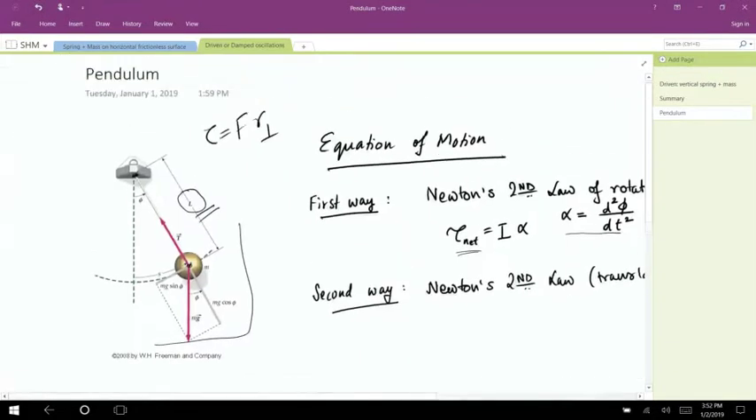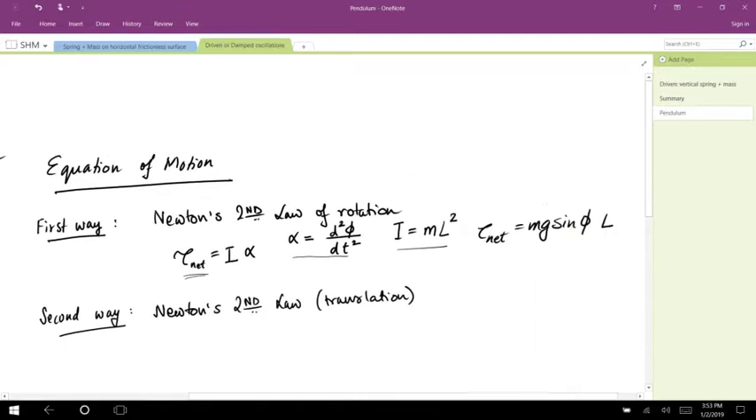Okay, but now we have to make sure that we have the directions correct. If we think about it, mg sine phi is a restoring force, so it's trying to bring the ball back to its equilibrium position. So this rotation is a clockwise rotation, so this torque is a clockwise torque.